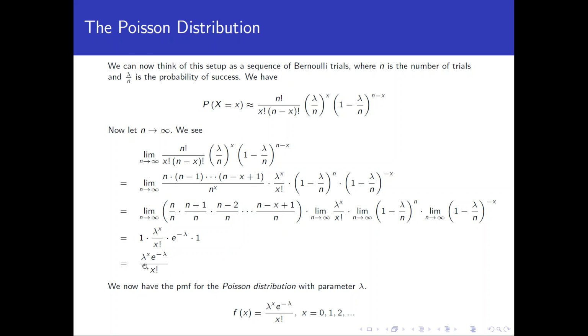So this now is our PMF for the Poisson distribution. The PMF for the Poisson distribution with parameter lambda is f of x equals lambda to the x, e to the minus lambda over x factorial. And now x can be 0, 1, 2, and so on. We have this infinite discrete support for the Poisson distribution.